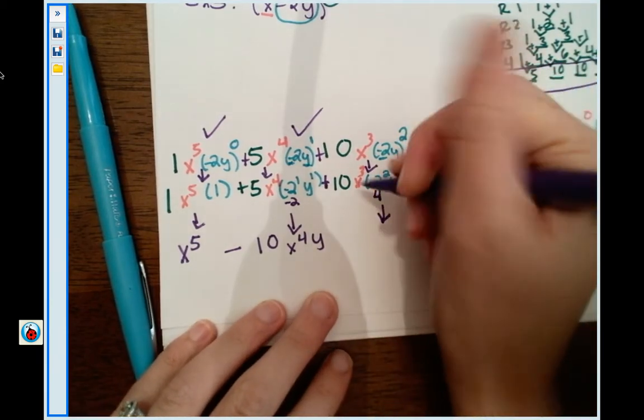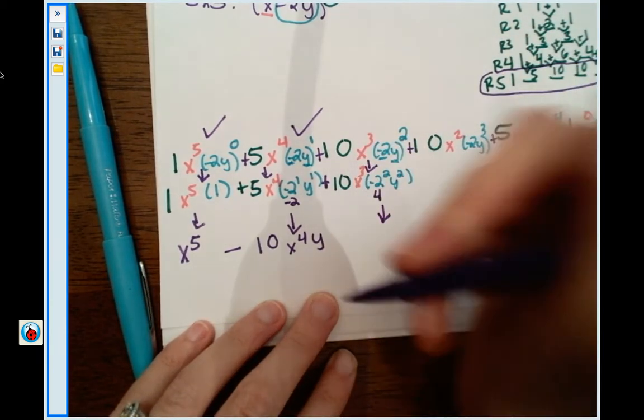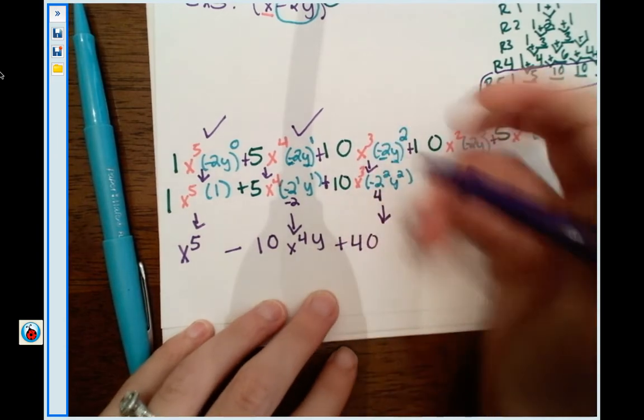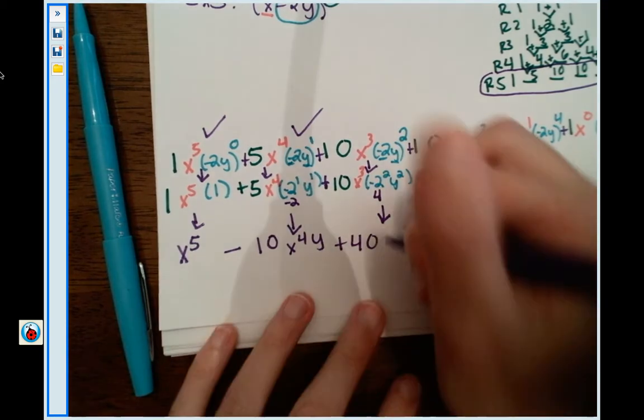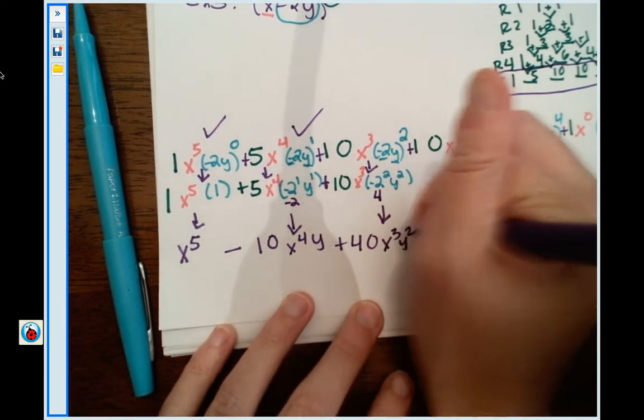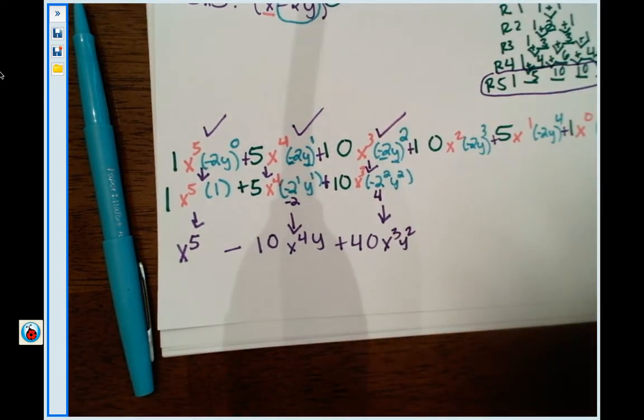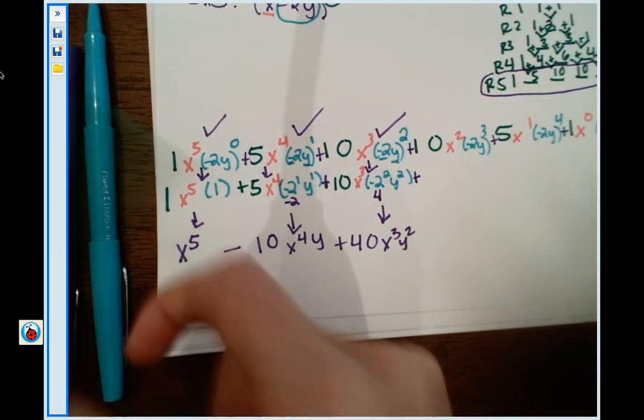Alright, let's reduce this down. 10 times 4 is positive 40. And then x to the 3rd times y squared, well, I can't combine those, so it's just x to the 3rd y squared. Bam, that one is donezo. Okay, let's keep going, you guys. I got another 10 to bring down.